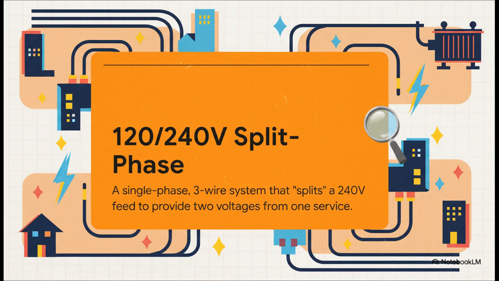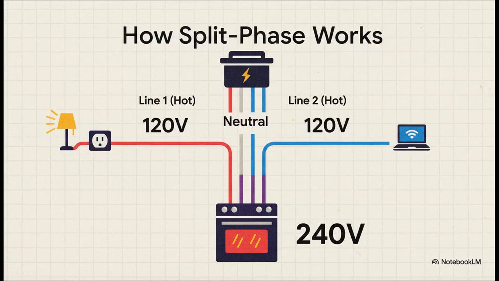It takes that single phase of power from the utility and, using a special kind of transformer, it splits it. This gives us two different voltages from just three little wires. So here's how that little bit of magic works. You get two hot lines and one neutral wire coming into your house. If you connect either one of those hot lines to the neutral, boom, you get 120 volts.